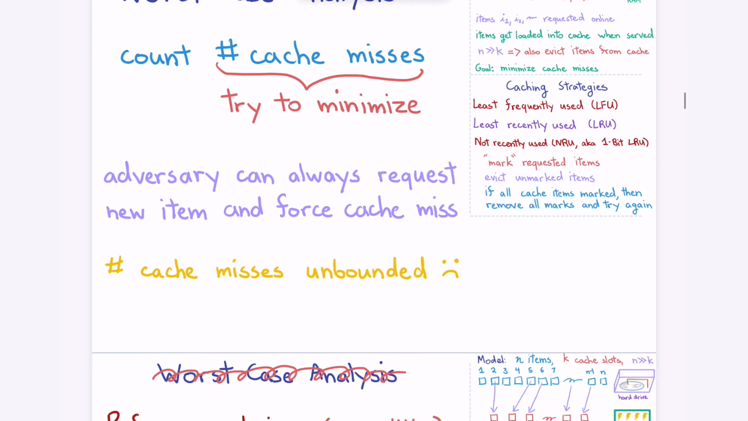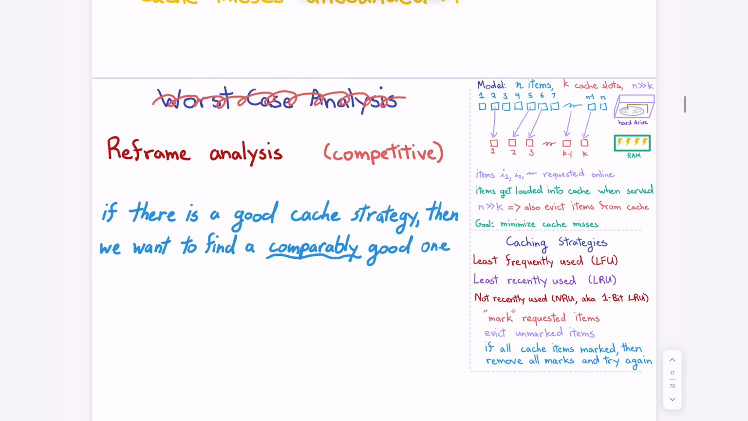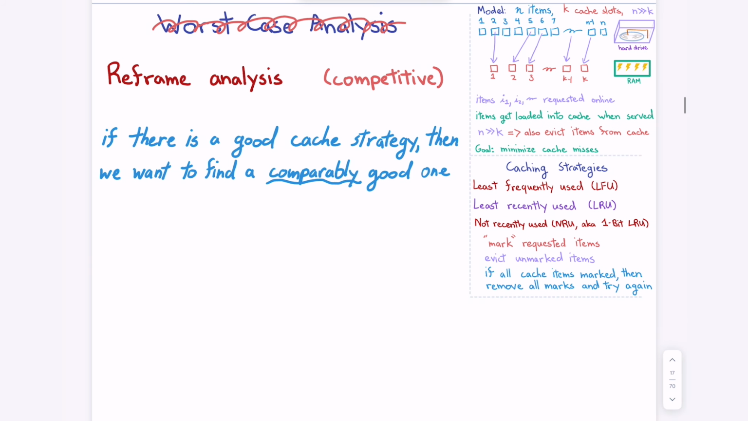Okay. So what we're going to do is reframe it from a worst case analysis in that sense of the word to a competitive analysis. We're actually still going to assume worst case inputs. So we won't lose that strong sense of robustness.